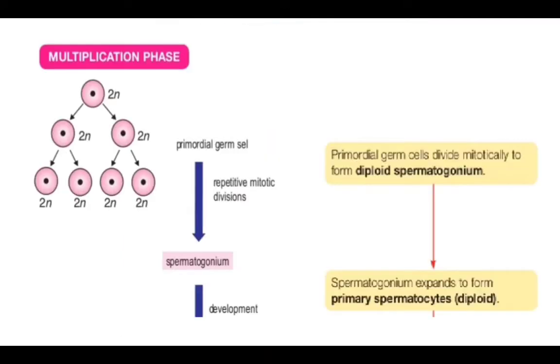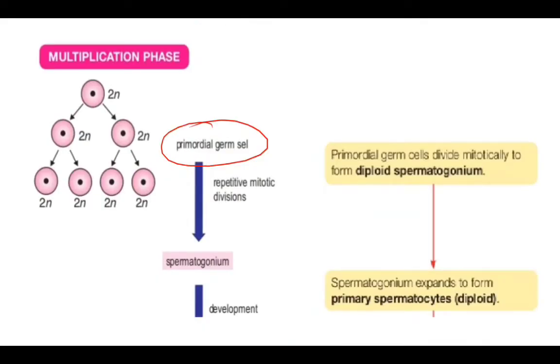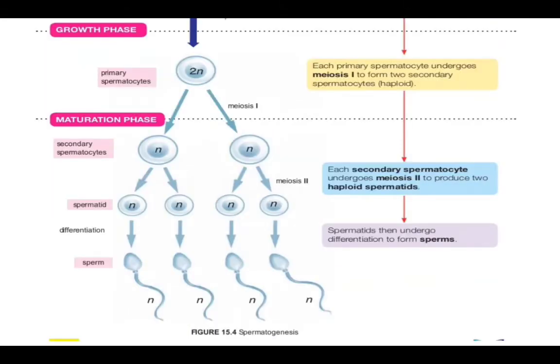So here, the primordial germ cells are inside the seminiferous tubule. The primordial germ cells divide mitotically to form diploid spermatogonium. Through repetitive mitotic division, the spermatogonium expands to form the primary spermatocyte, which is diploid. So the spermatogonium becomes a primary spermatocyte, which is diploid. This is the growth phase.